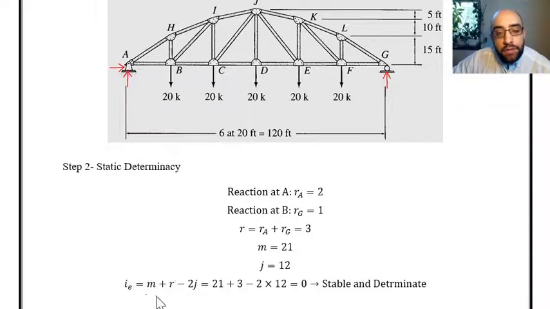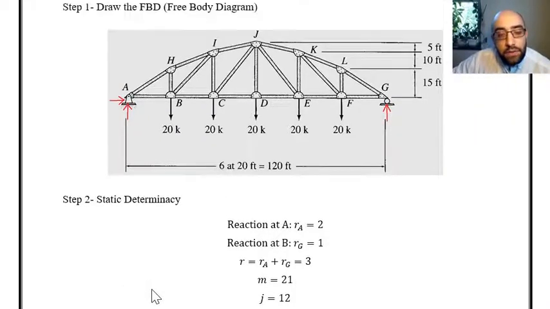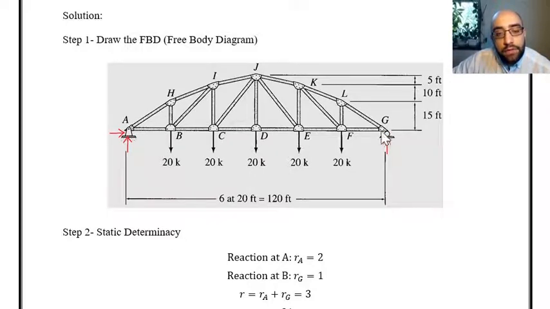This is the equation for finding the situation of the truss, whether it is stable or unstable, and determinate or indeterminate. M is the number of members. Over here you can see we have 21 members: 1, 2, 3, 4, 5, 6, 7, 8, 9, 10, 11, 12, 13, 14, 15, 16, 17, 18, 19, 20, and 21.